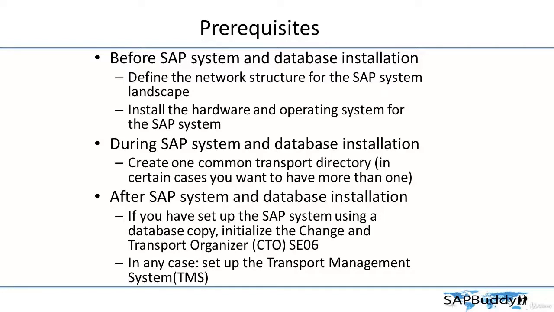Then you will install the hardware as well as the operating system of the SAP system, because this is quite important, what kind of operating system you are using. It is possible that one system is in a Windows operating system and other systems are in, for example, Linux or Unix operating system. It is possible. But my recommendation will be, if you are starting a new SAP implementation or new SAP installation in your entire landscape, then you need to define which operating system you are going to use.